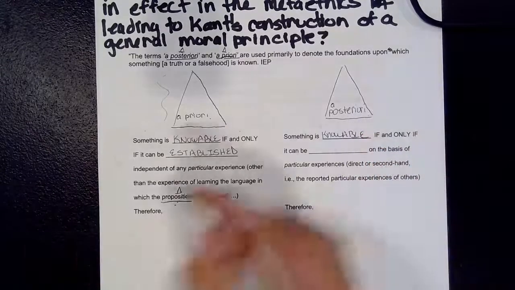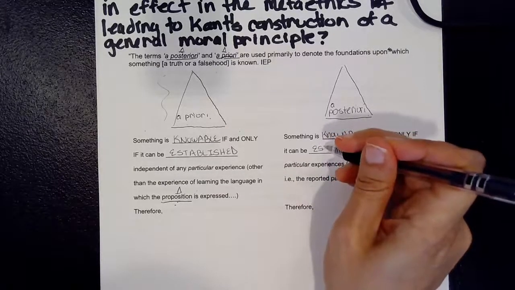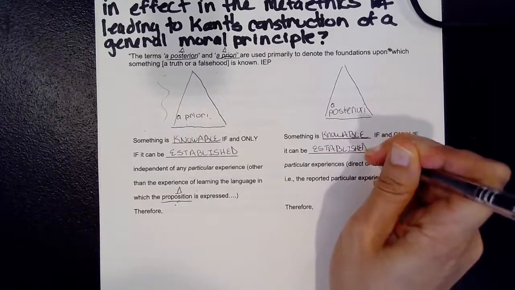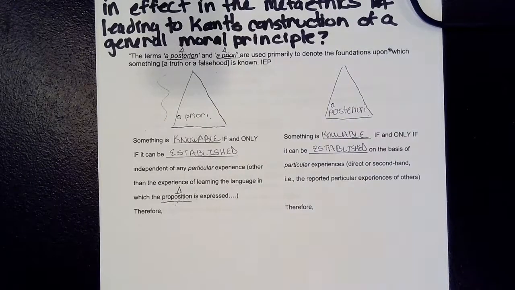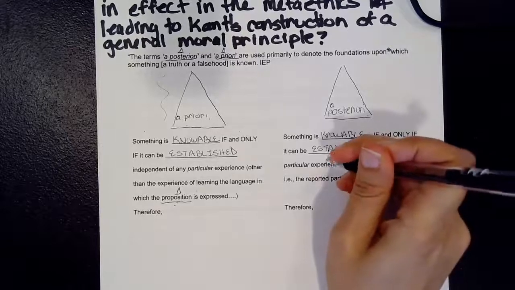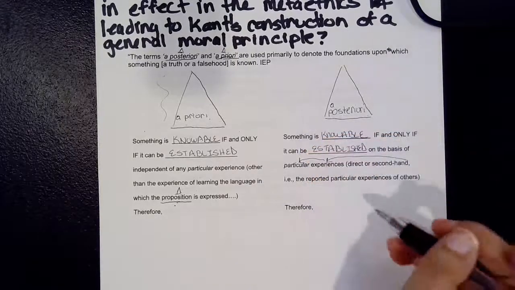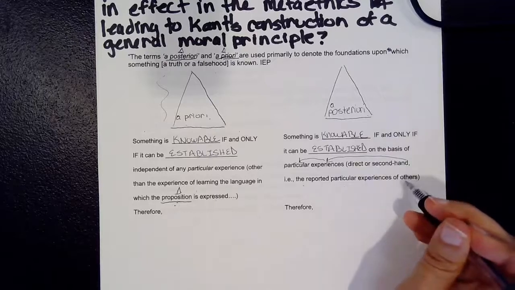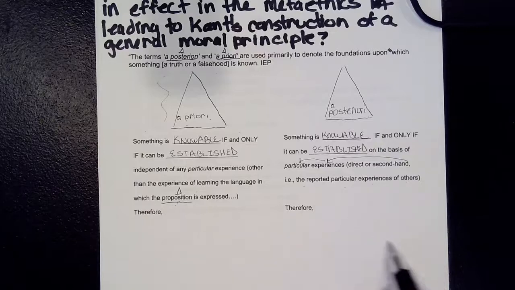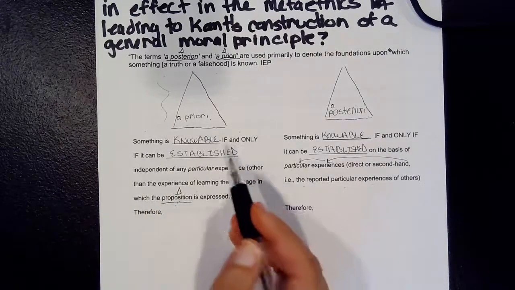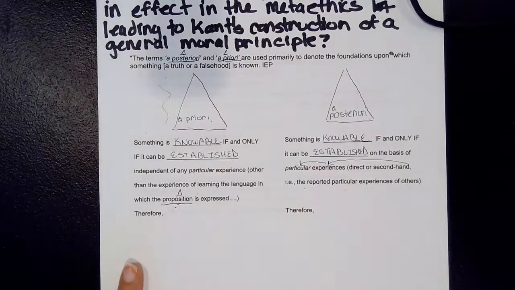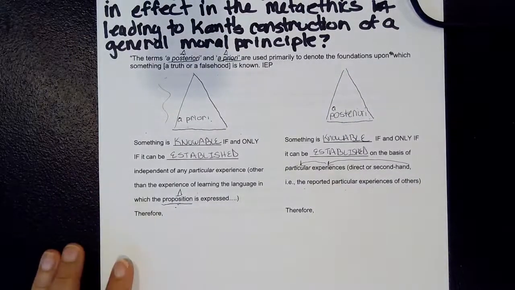if and only if it can be established on the basis of particular experiences, direct or secondhand, that is, direct or secondhand experiences, for example, the reported particular experiences of others. All right, so I'm going to give you some more information to write down in here, and I am going to start off with a priori. So you might have to pause the video to write down what I want to say.